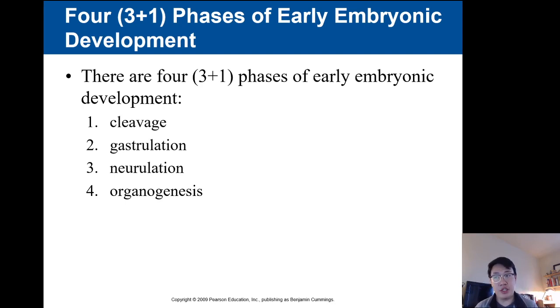Step 3 is neurulation. And step 4 is organogenesis. Now, let's just look at the words right now. This is where breaking down the words might help. Say on the exam, you're looking at these words right here, and I'm asking you to define it. How would you define it?